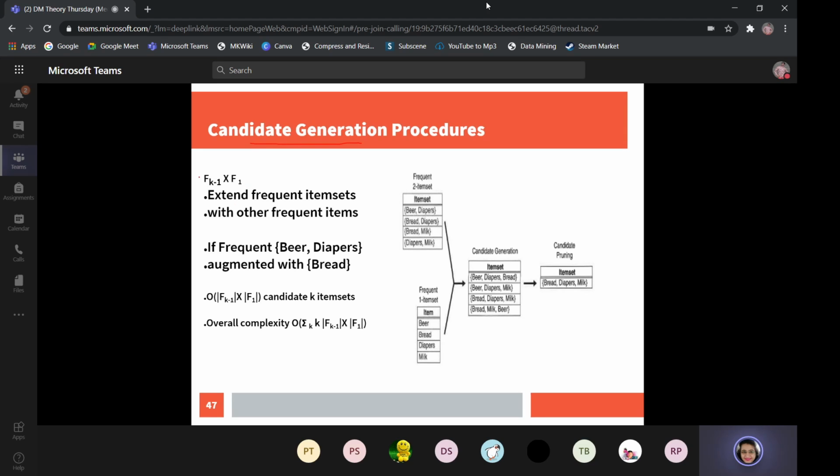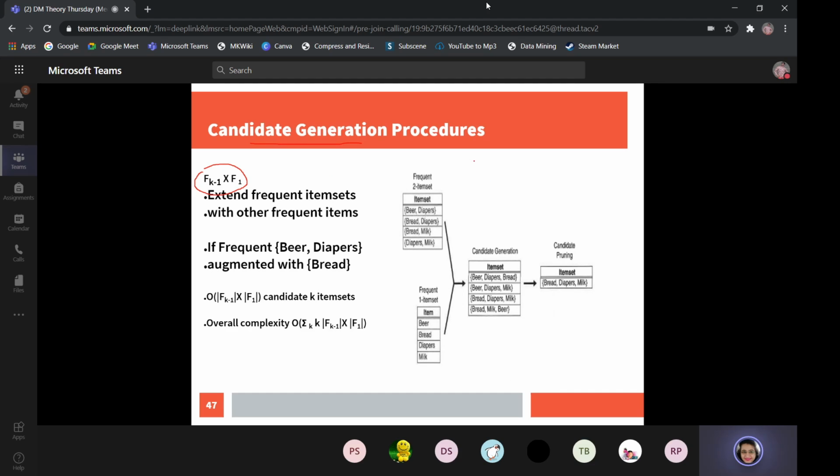So this is F(k-1) cross F1. You can expect a numerical based question on this. There are a lot of questions given as assignments in the book. You can attempt those also. To generate candidates, apart from brute force, another method is using F(k-1) cross F1.